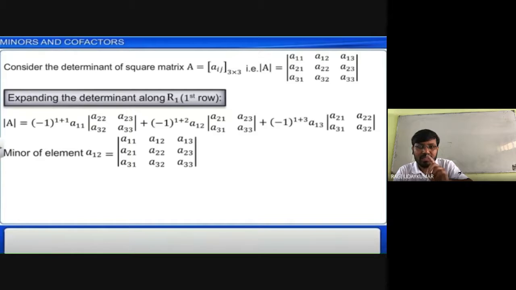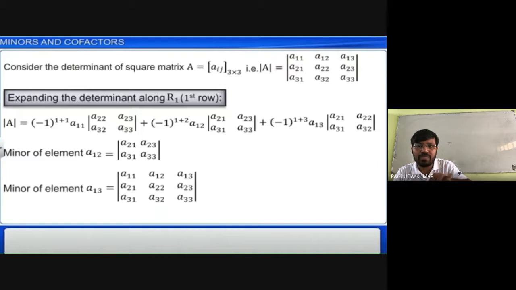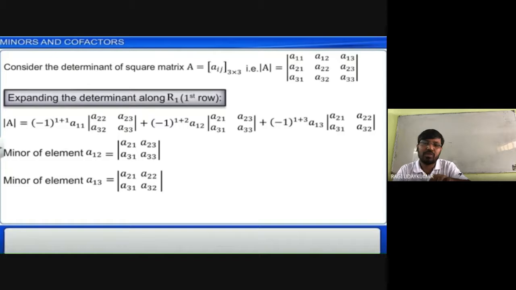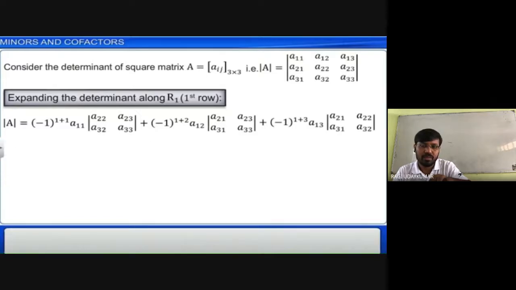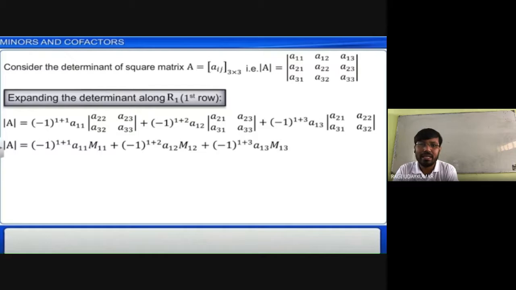Now you see the minor of element A12. If I want to find it, A12 means the first row and second column are to be deleted. Whatever matrix is obtained, that determinant should be taken into consideration. For A13, the first row and third column are to be deleted. Then whatever matrix you get, its determinant should be found. That is called the minor of that particular element. Like this, minors of each and every element can be found.